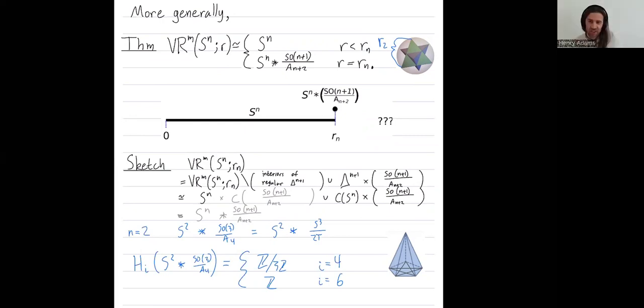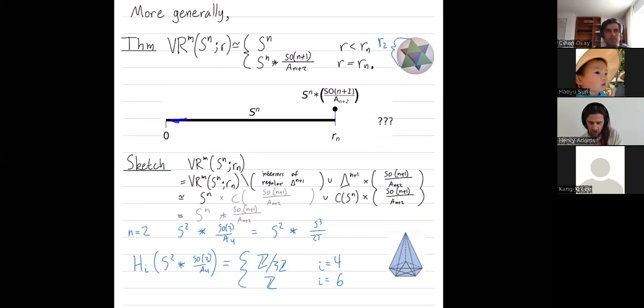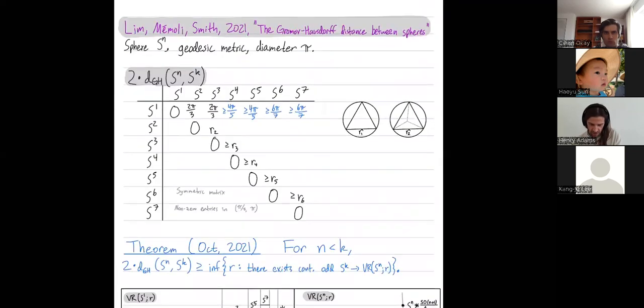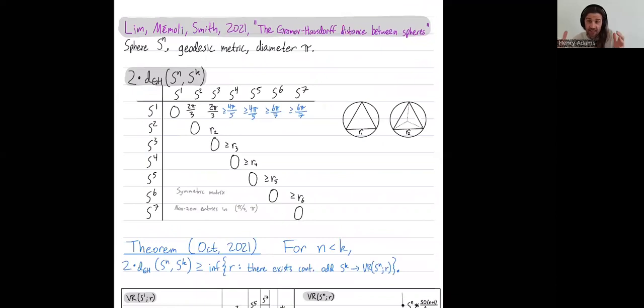So you're right. This is the picture I would draw when you build the Rips complex on the two-sphere. The homotopy type doesn't change until you reach R2, the diameter of this inscribed tetrahedron, right? This table is meant to denote something different. The Gromov-Hausdorff distance is a notion of distance between metric spaces. Here I'm drawing this table of distances between all the spheres, okay?